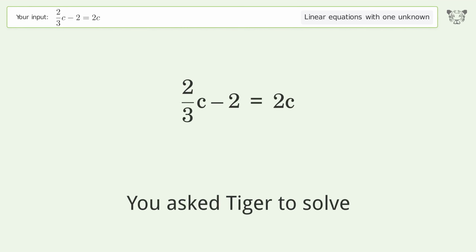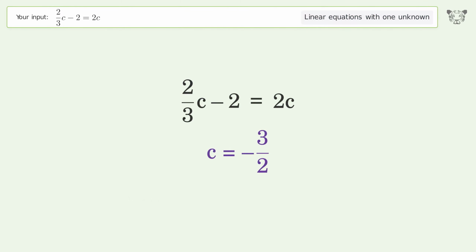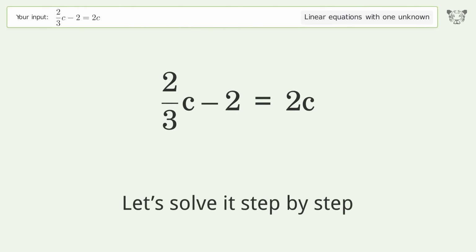You ask Tiger to solve this. It deals with linear equations with one unknown. The final result is c equals -3/2. Let's solve it step by step.